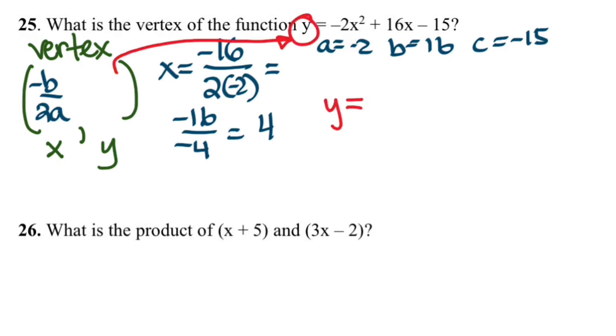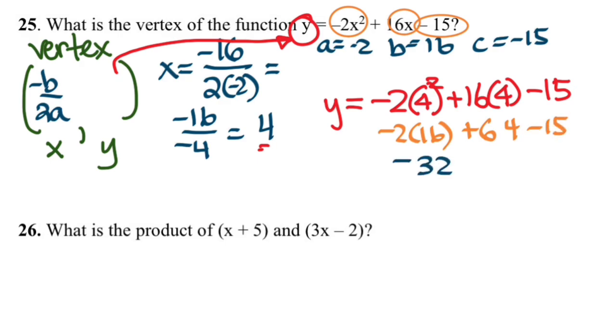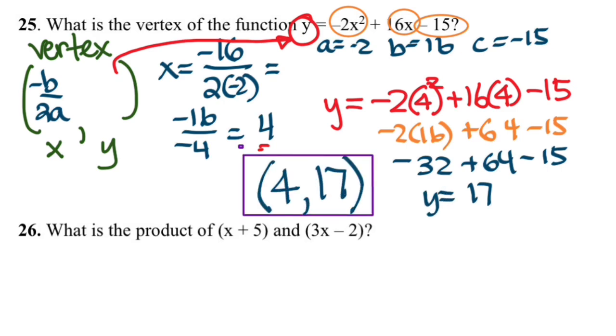So now I want to solve for the other part of the vertex, the y. So I use the equation to do that. It says y equals, if I only had an x value, which we already solved for, and I substitute that in. So I get negative 2 times 4 squared plus 16 times 4 minus 15. So I end up with negative 32 plus 64 minus 15, and our net value is positive 17. So the point would be 4, 17.